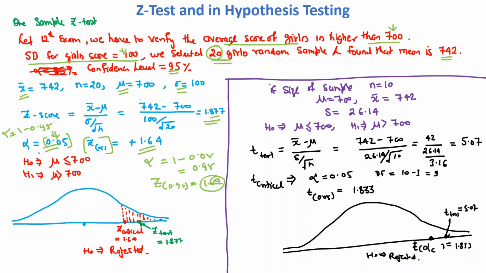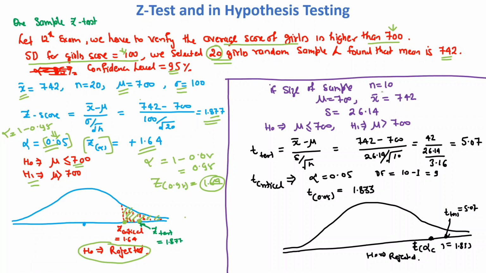Our null hypothesis is that mu, the population average score, is less than or equal to 700, and the alternate is that it is greater than 700. Here you can see this is your critical region. The critical z value is 1.64 and the z-test value is 1.877, so it is coming inside this critical region. So we will reject the null hypothesis.